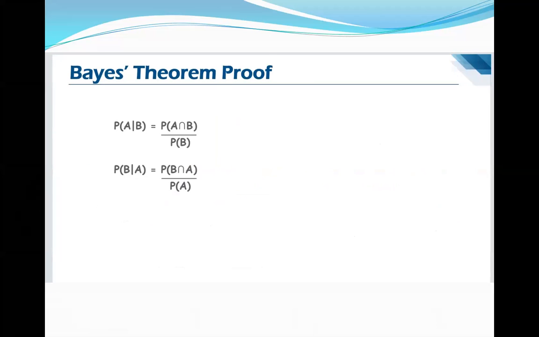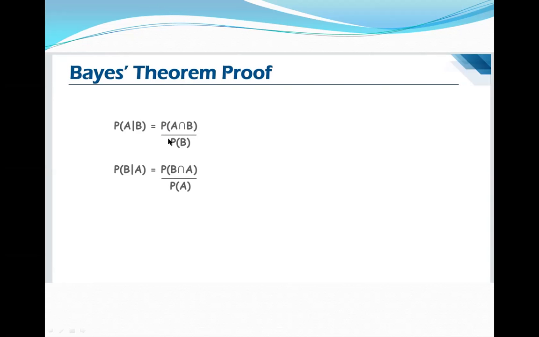Right now we are going to see the proof of Bayes theorem. How did we derive this particular equation? What is the conditional probability? We already have 2 conditions, right? The probability of A given B is equal to the probability of A intersection B divided by the probability of B. Here both cases are considered as independent events.